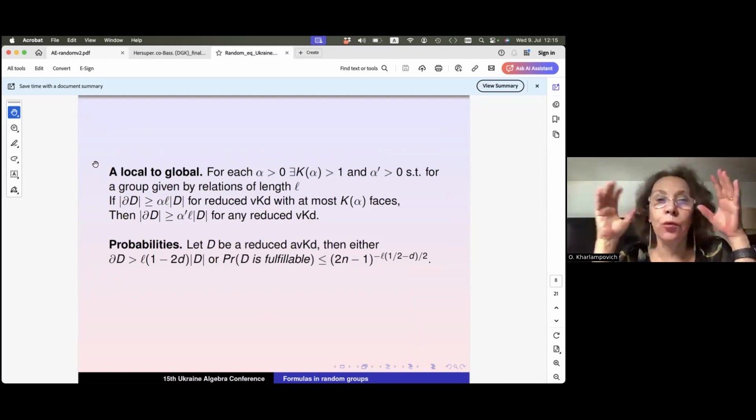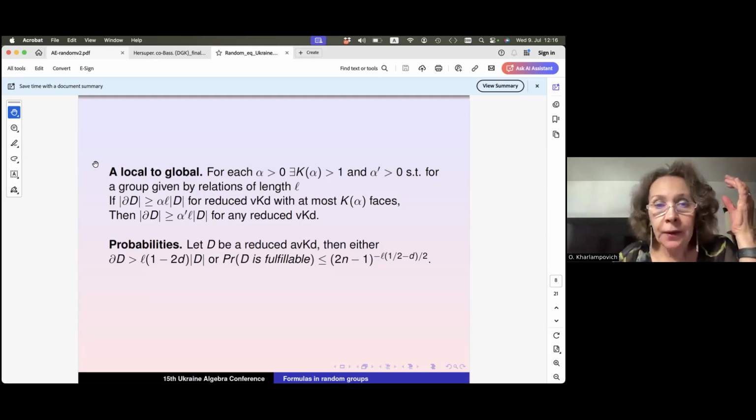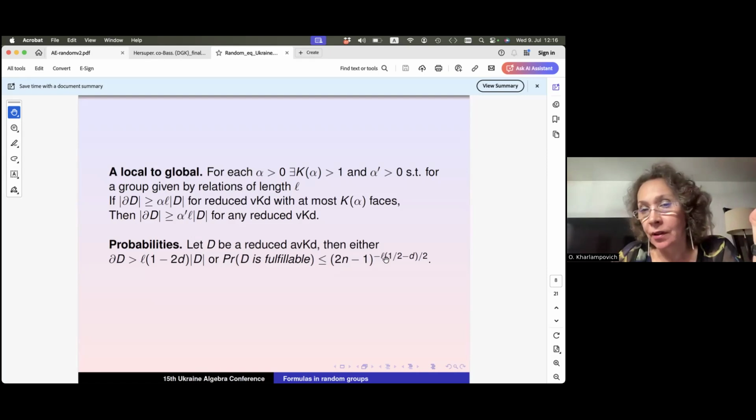We can prove, like I'll show later, or you just trust me, because it's not too much time, that actually the probability that either the boundary of this diagram is long, or the probability that this diagram is fulfillable goes to zero exponentially when L goes to infinity. But this is just one diagram, like one reduced one-camping diagram. The problem is that there are many diagrams, right? Even for given L, we can have infinitely many different diagrams.